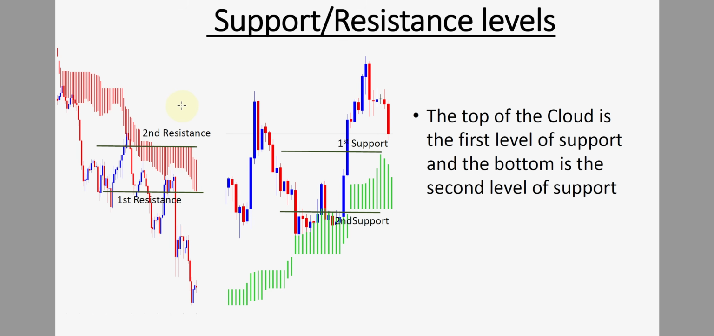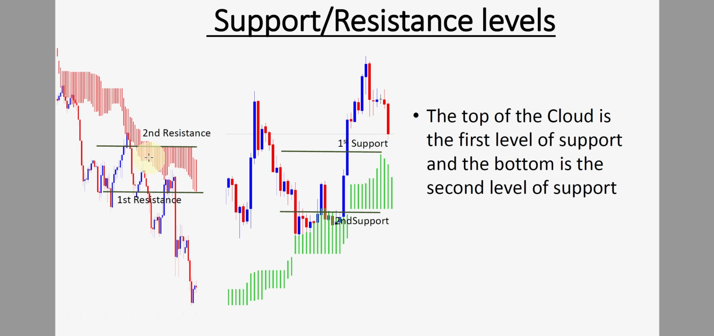So we talk of resistance and support levels. In an uptrend, the cloud provides support. The first line, which is the leading span A, is the first line of support. The leading span B is the second line of support in an uptrend. So prices come up, bounce off the cloud, come down, bounce off the cloud.